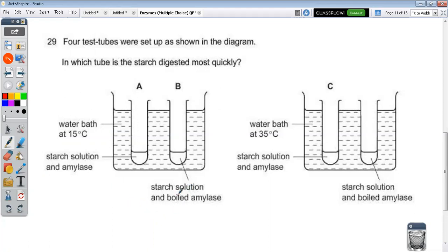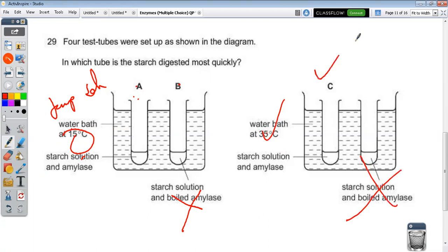What's the problem here? We have boiled the enzyme. What's the problem between A and B? The temperature is too low, so it's slow. Even if it has got the enzyme, it will be slow because of the temperature. So we go to this one, good temperature. Then here we've boiled the enzyme. So what's the answer? C. Clear?